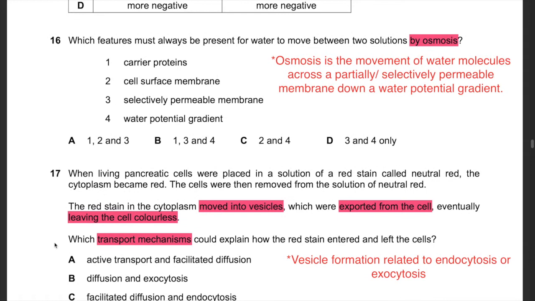Question 16. Which features must always be present for water to move between two solutions by osmosis? So remember that osmosis is the movement of water molecules across a partially or selectively permeable membrane down a water potential gradient. So what is required is obviously option 3, which is a selectively permeable membrane and a water potential gradient. So the answer is D, 3 and 4.